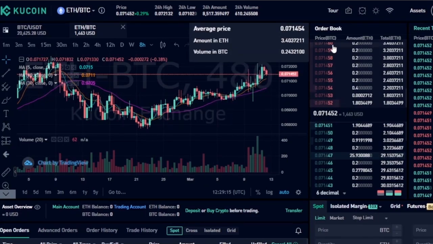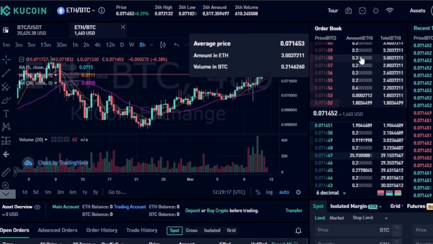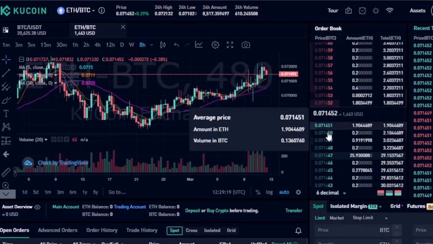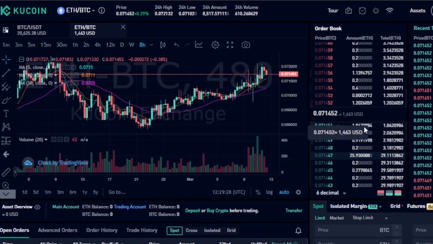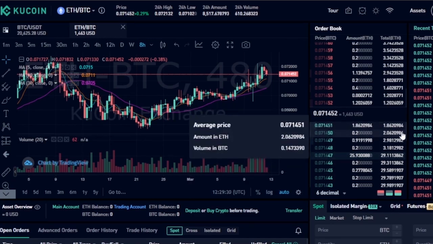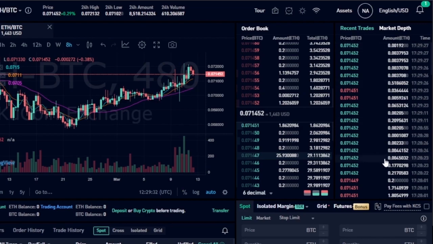So this is an order book. You can see the price and you can see the amount of Ethereum and total Ethereum, and this is the green side of the order book, when the coin is in gaining space. You can see that it is the amount in Ethereum and total Ethereum as well. The recent trades and market depth are all here.